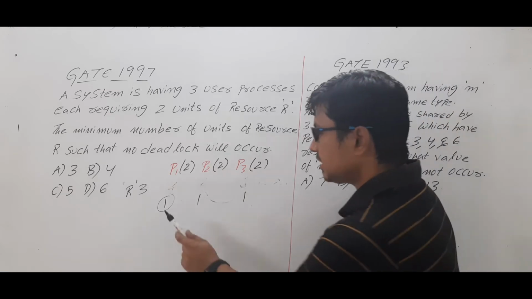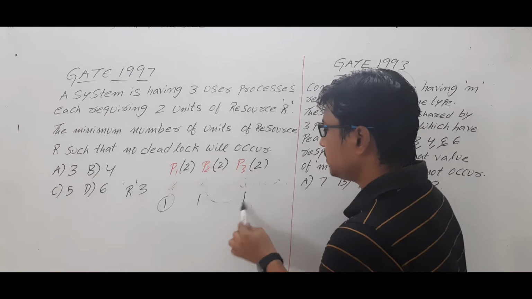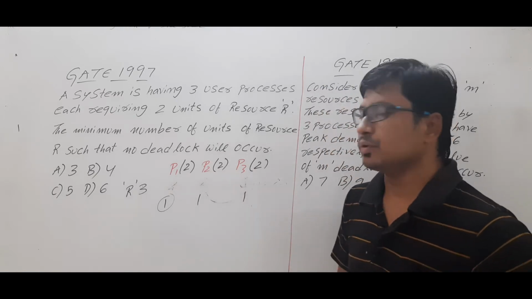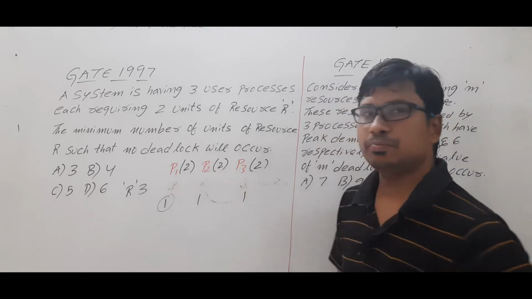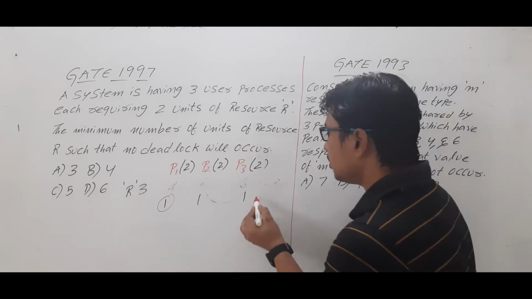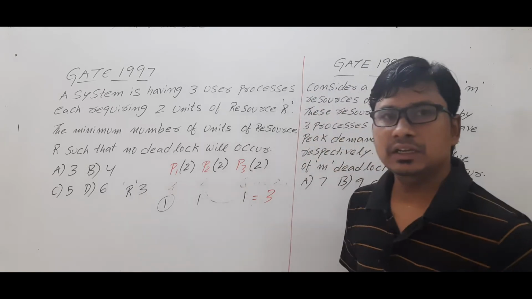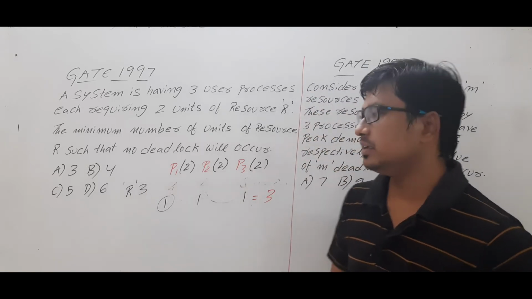resource R, but it got 1. So it is waiting for 1 more unit. Similarly P2, similarly P3. So all the 3 processes are waiting for another process to release the resource R. This is again a deadlock. Are you able to understand? So with 3 units of resource R, there is a deadlock.